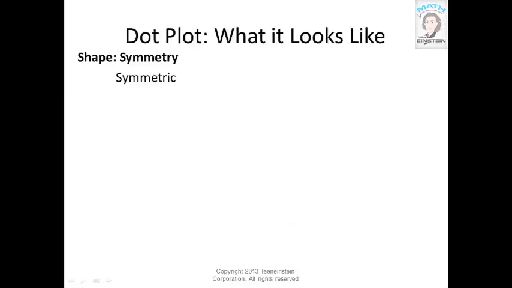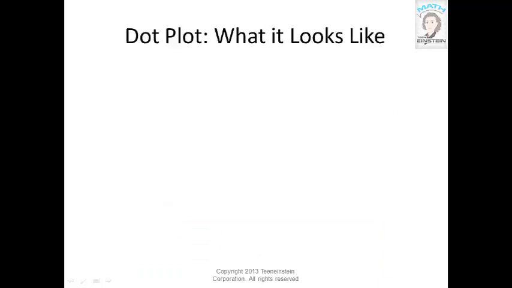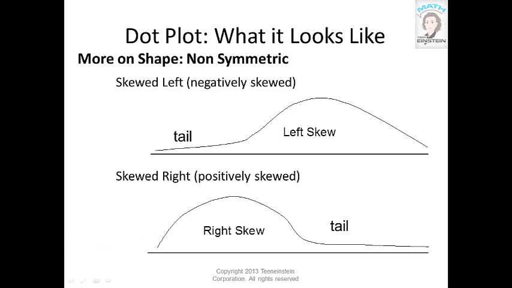How does it look? Symmetrical data will look like this. This is negatively skewed, see here, left skewed. The left side is the longer tail, with more data on the right side. This is positively skewed, more data on the left side, and the right is the tail. It's positively skewed.